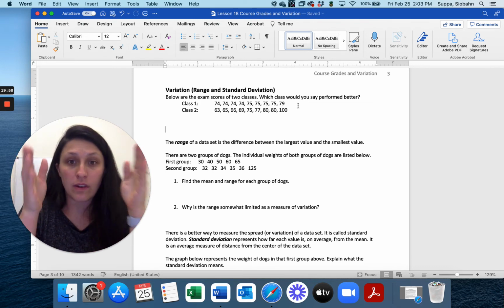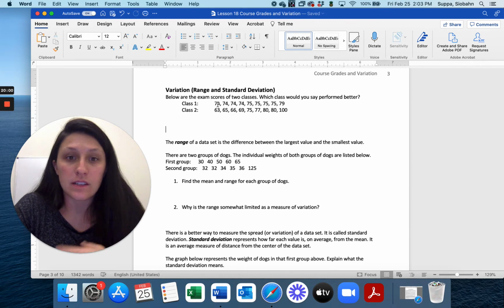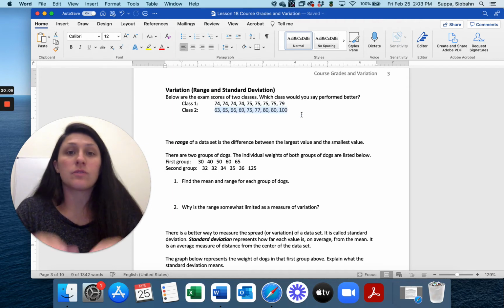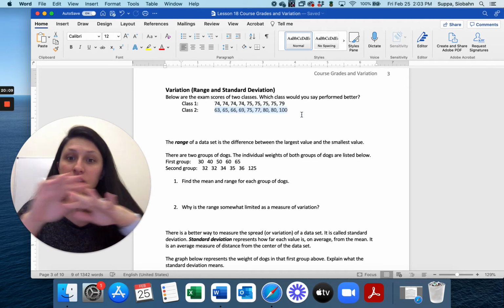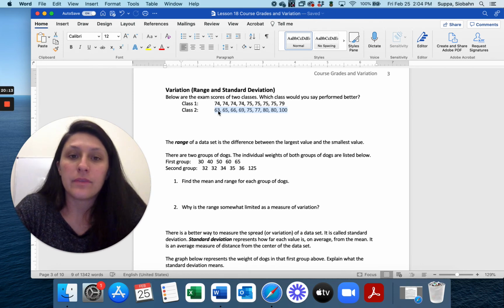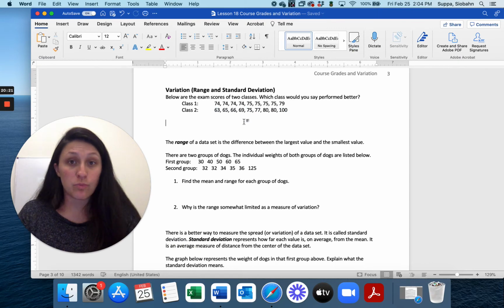In other words, the range of scores is only a difference of 5, from 74 up to the high score of 79. But for Class 2, these scores are varied. They're so spread out. They're so far from the mean. So it looks like the range here is almost 40. Right? It's 37, a jump from 63 all the way up to the highest score, 100. That is a huge spread.